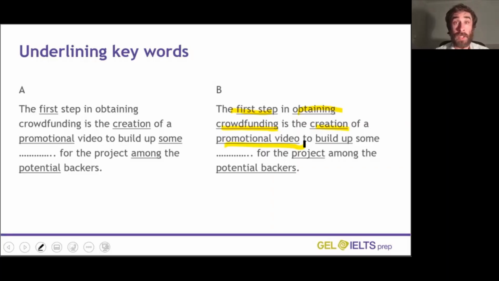So this is an important noun in the text, and creation may be a verb in the text. Of course, build up is especially important because it's the verb that our answer is the object to. For the project and among potential backers. So we're going to be looking for a part of the text that contains all or most of these keywords as synonyms or paraphrasings.